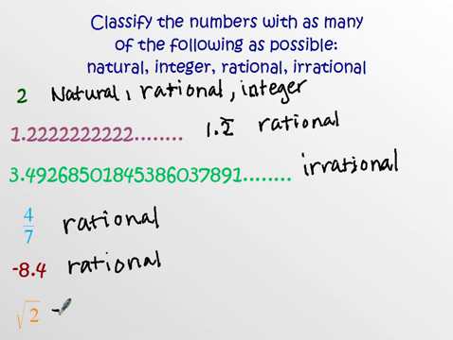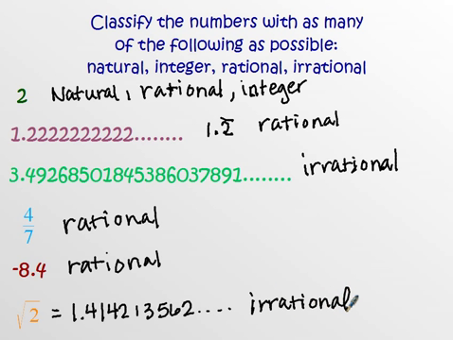And finally, square root of 2. If you put square root of 2 into your calculator, you get the decimal 1.414213562. Those are only the decimal places that my calculator can handle. This is a never-ending decimal. There's no pattern in the repetition. So since it's non-repeating, non-terminating, this is irrational. If it's irrational, it doesn't fit into any other set.